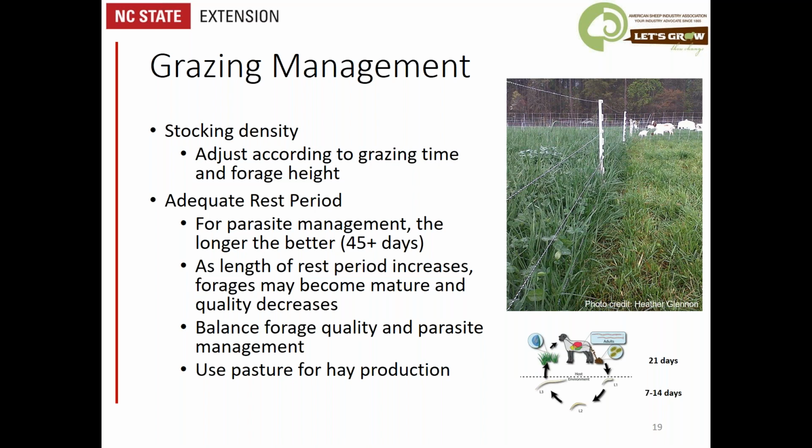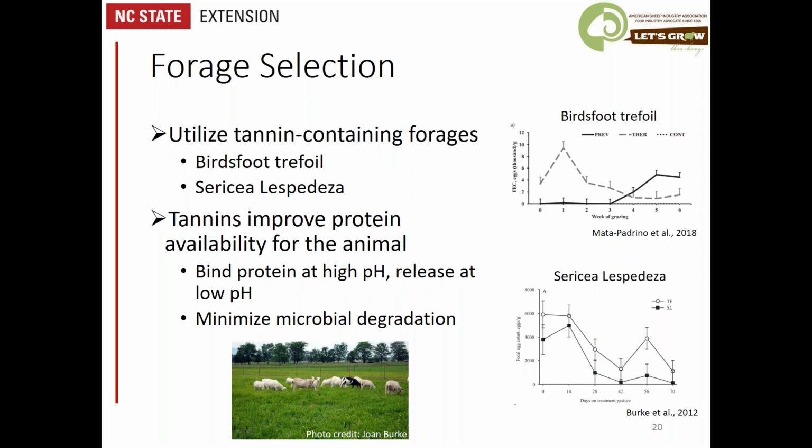We can also think about the types of forages that we're selecting, and these forages that contain higher levels of tannins, like bird's foot trefoil, Sericea lespedeza. The type of forage you choose is going to depend on where you're located geographically. Here in the southeast, lespedeza is probably a bit more common. Further north, you might be able to have more success with bird's foot trefoil. But both of these, and I have graphs here from a couple studies, show the effectiveness of both of these forages in helping to mitigate parasite burden and decrease fecal egg count in animals that are grazing these tannin-containing forages.